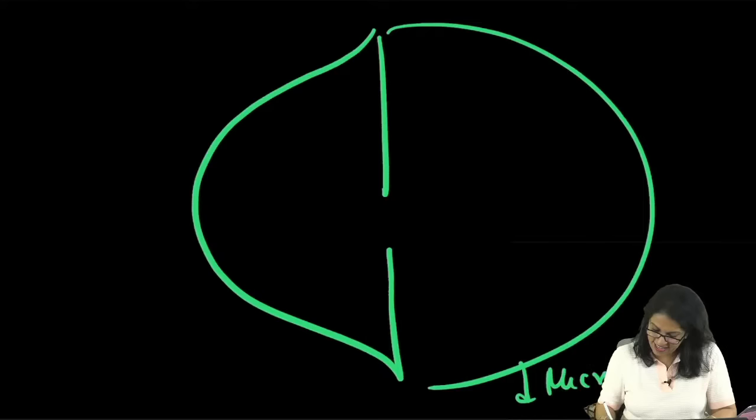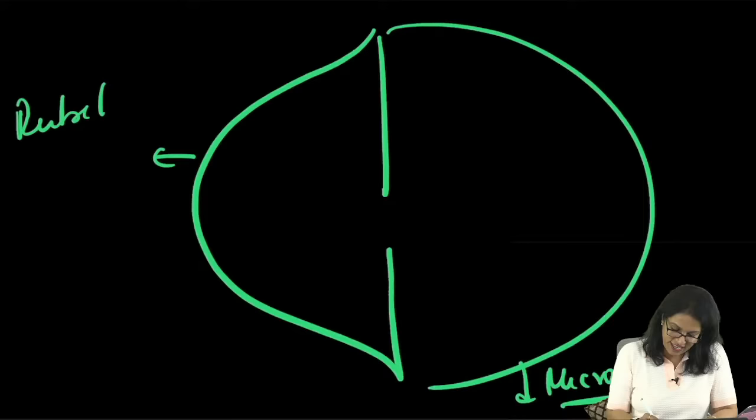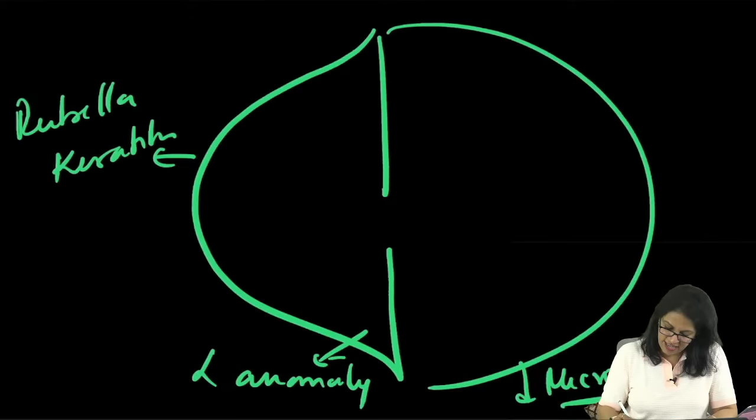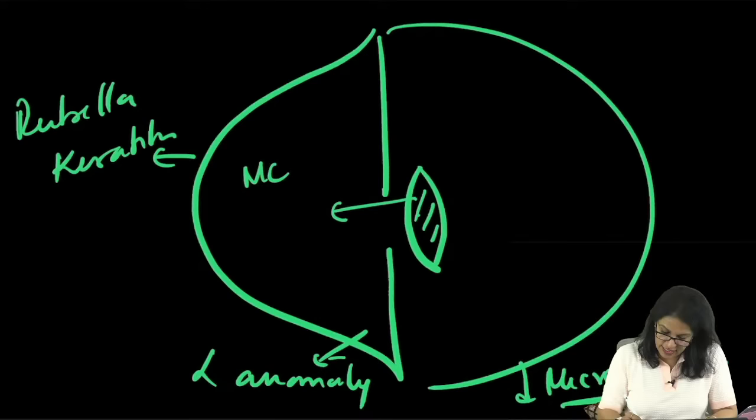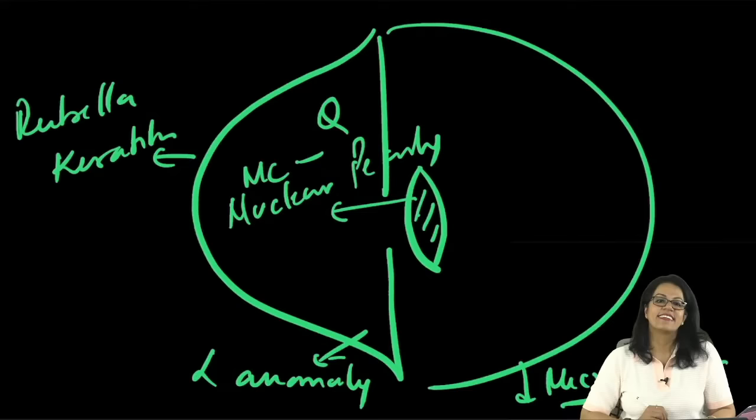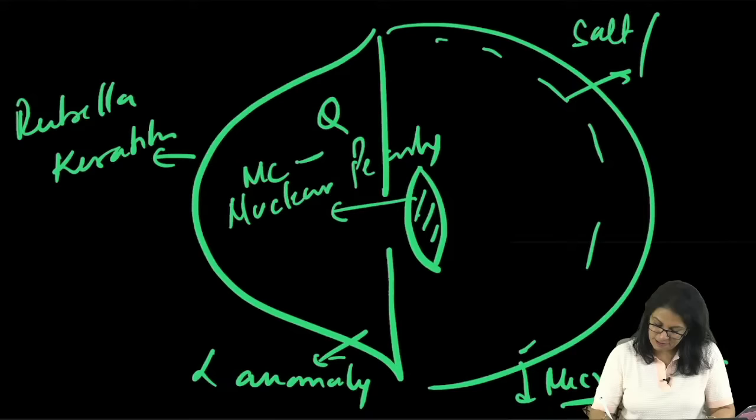What do you get in the cornea? We get rubella keratitis. What do you get in the angle? We can get angle anomaly and glaucoma. What do you get here? We can get cataract. Which is the most common cataract out here? The exam answer is nuclear pearly cataract. Clear? And of course, what do you get in the retina? We will answer it as salt and pepper fundus. These are the features of rubella.